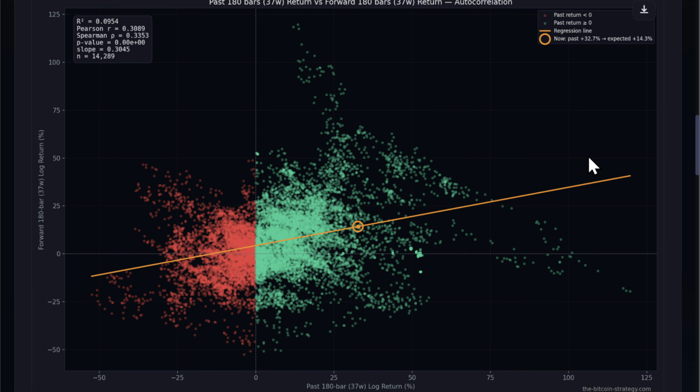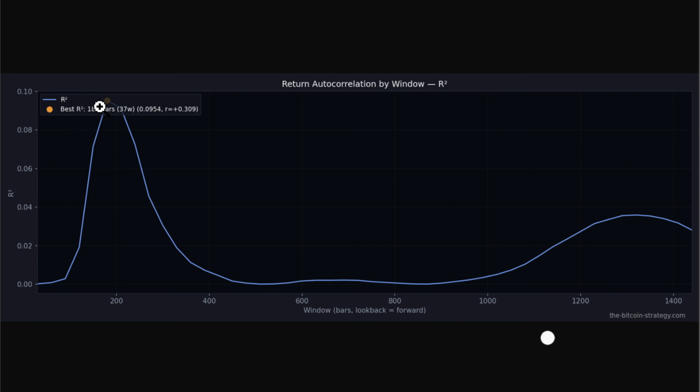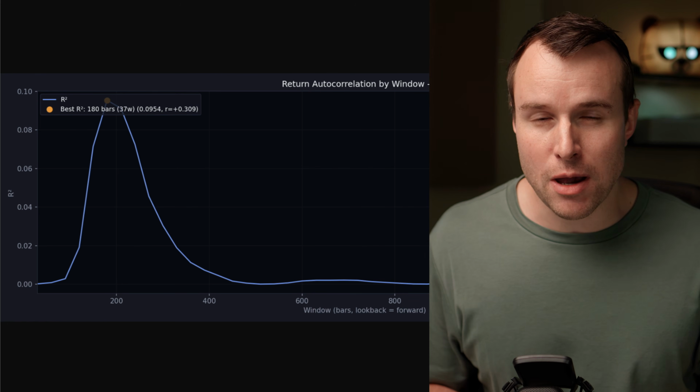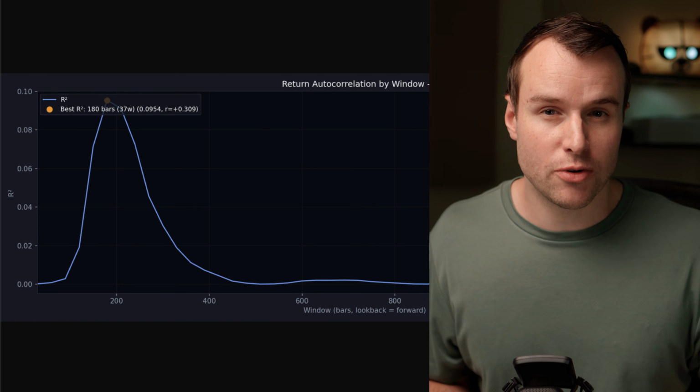Now this line here in orange is a regression line that best represents every data point on this chart. Every data point here is a combination of a 37-week window before and after. Why are we taking 37 weeks? In this case, 180 bars, so that's the number of trading days. That's because historically that was where the R squared was the highest. So this is where we've got the strongest connection between prior performance and future performance.